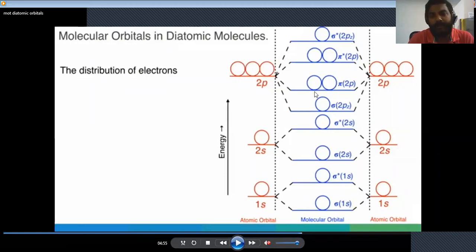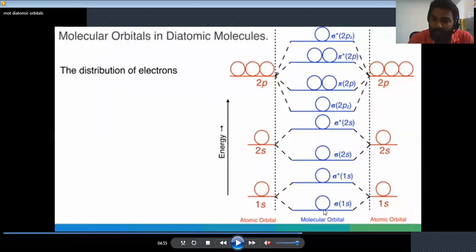Now splitting: first 2pz splits, one electron from each atom, and the splitting is over. The other is 2px. The remaining electron goes to the higher energy level, sigma star 2pz. Now filling here, what remains is pi star 2px and pi star 2py. The electrons split like this.